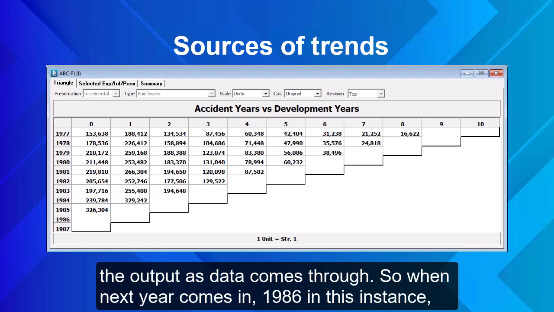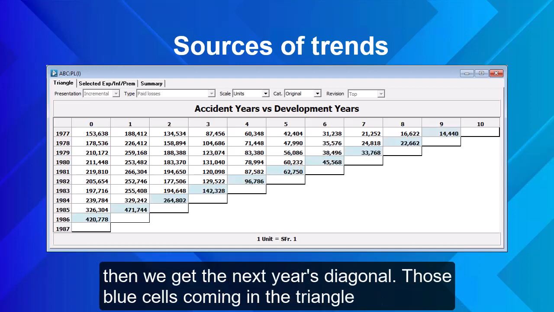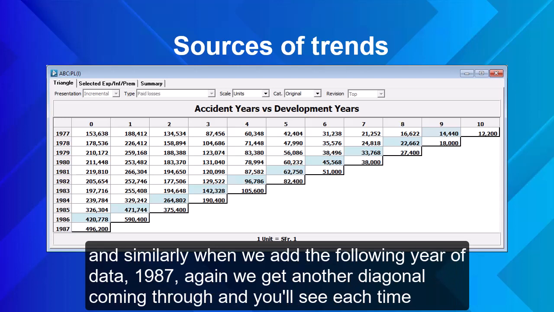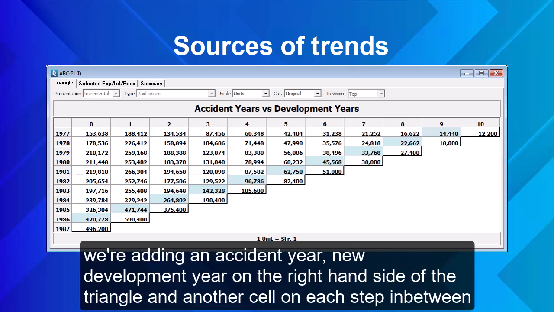When the next year comes in, 1986 in this instance, we get the next year's diagonal. Those are the blue cells coming into the triangle. Similarly, when we add the following year of data, 1987, again we get another diagonal coming through, and you'll see each time we're adding a new accident year, we're adding a new development period on the right hand side of the triangle, and another cell on each step in between.